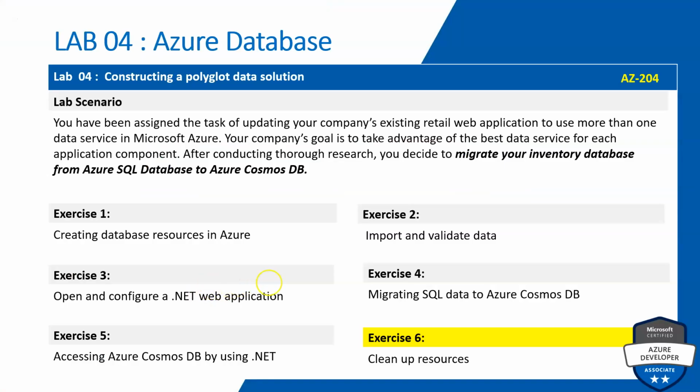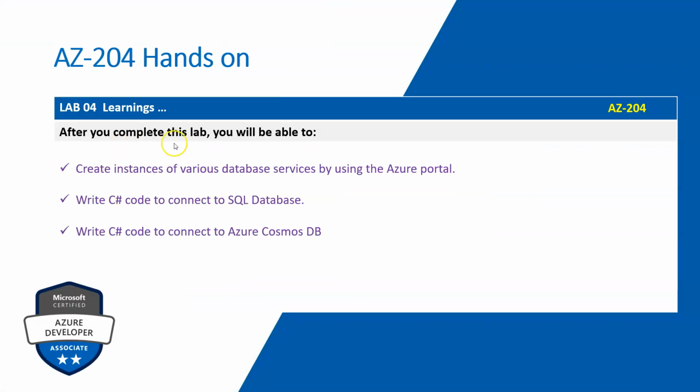So we are done with exercise 6. Learnings from lab 4: I hope you are now able to create instances of various database services by using the Azure portal, like Azure SQL database or Cosmos DB database. Now you are good to write code to connect to the SQL database, communicate with Azure Cosmos DB, and migrate the data. These are the things we have covered in lab 4, and lab 4 is really important from your exam point of view as well.